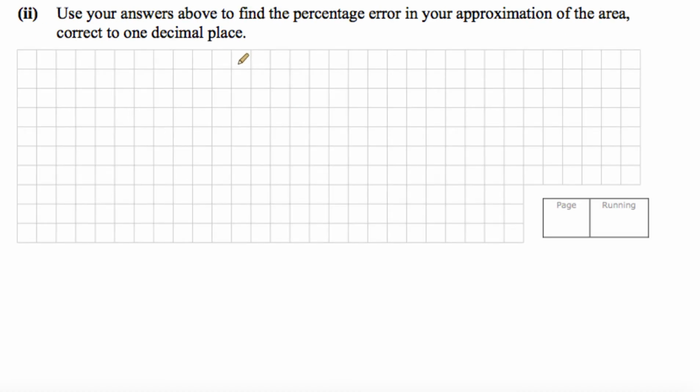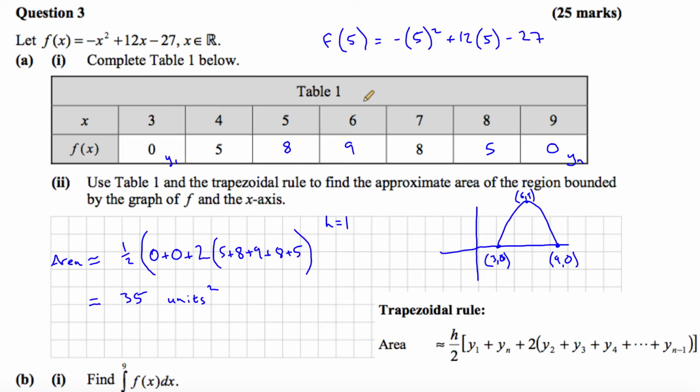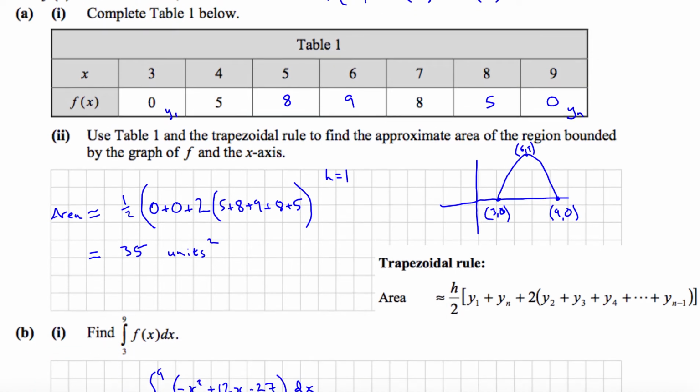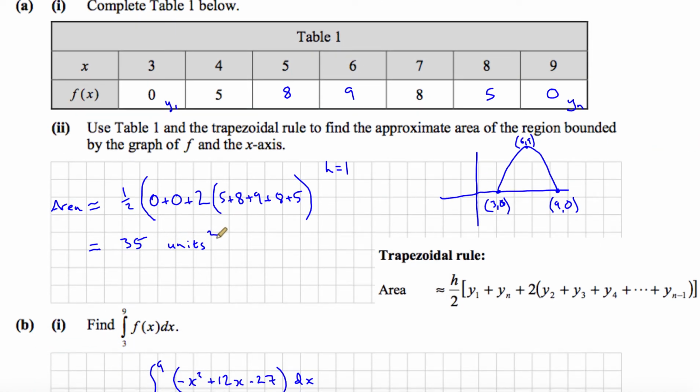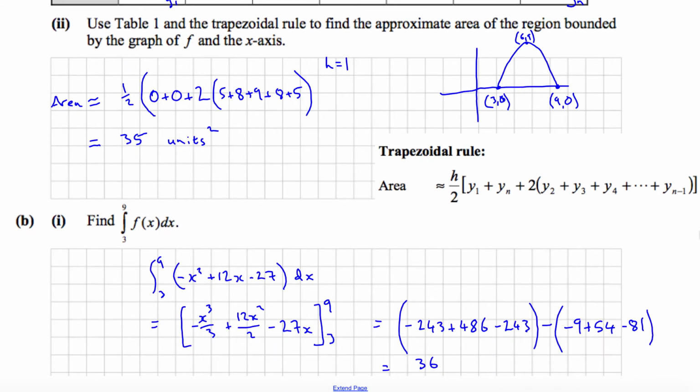B part 2 says use your answers above to find the percentage error in your approximation of the area correct to 1 decimal place. Okay, well, if we go back, we know the approximation of the area was 35 units squared. And then what did we do in part B1? We integrated the function with respect to x between 3 and 9.